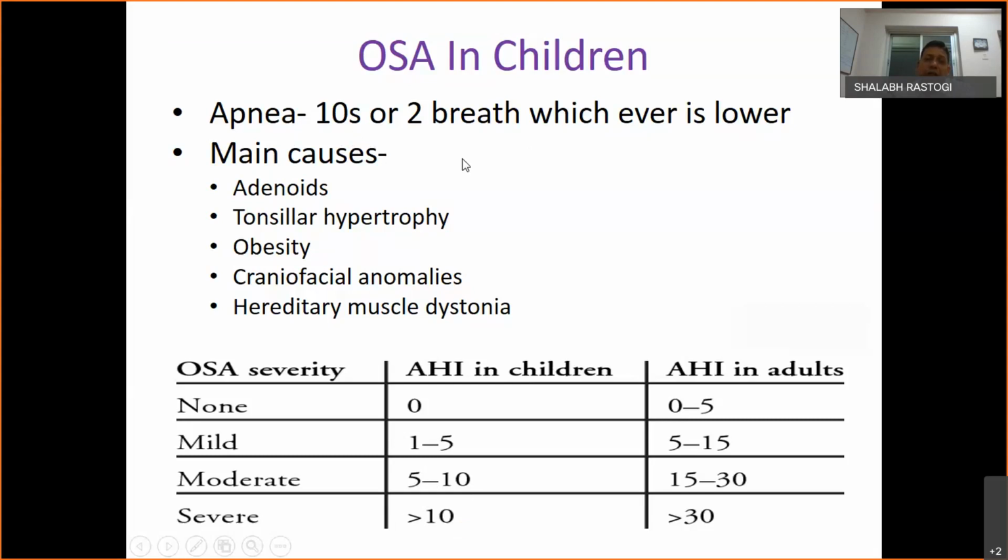The main causes are adenoids, tonsils, obesity, craniofacial anomalies, and hereditary muscle dystonia. And similarly, the main treatment is CPAP or adenotonsillectomy and weight reduction.